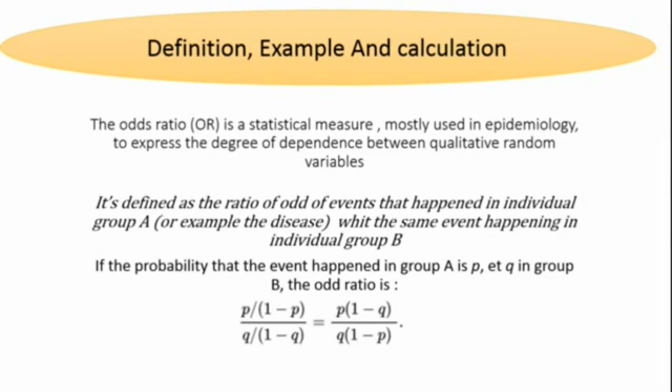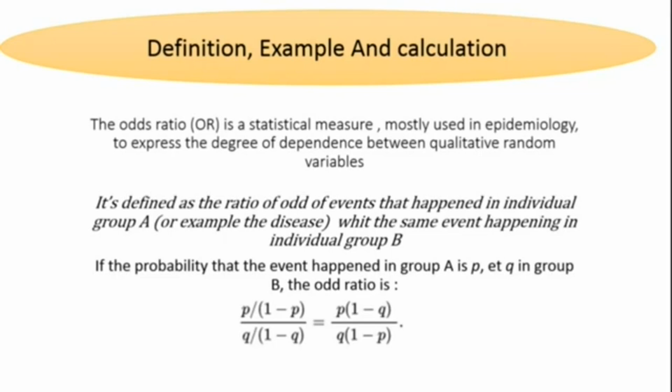The odds ratio can also be defined as a ratio of odds of an event that happens in individual group A, for example a disease, with the same event happening in group B. So what's an odd? An odd is a ratio of the probability of an event and the contrary of the event. If the probability that the event happens in group A is P, and Q is the probability in group B, the odds ratio is calculated as follows: the odd of the probability that the event happened in group A and the odd of the probability of the event in group B.